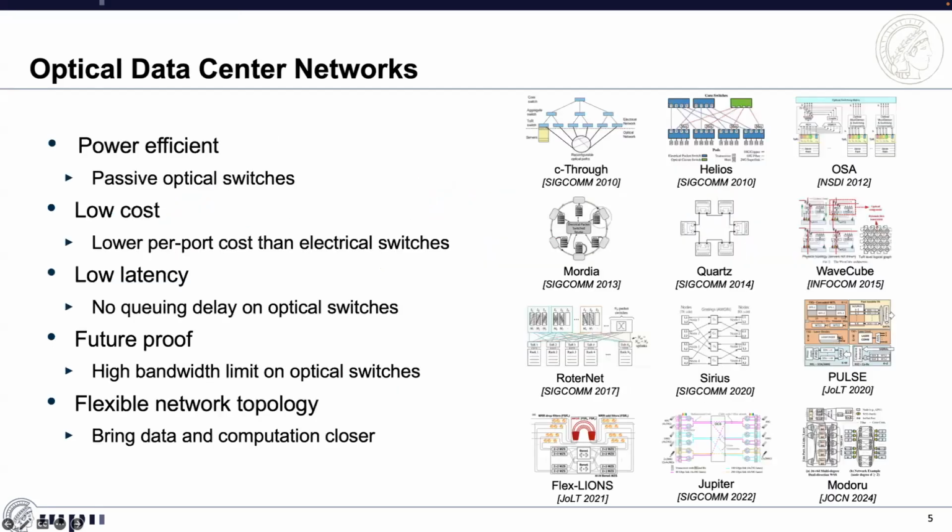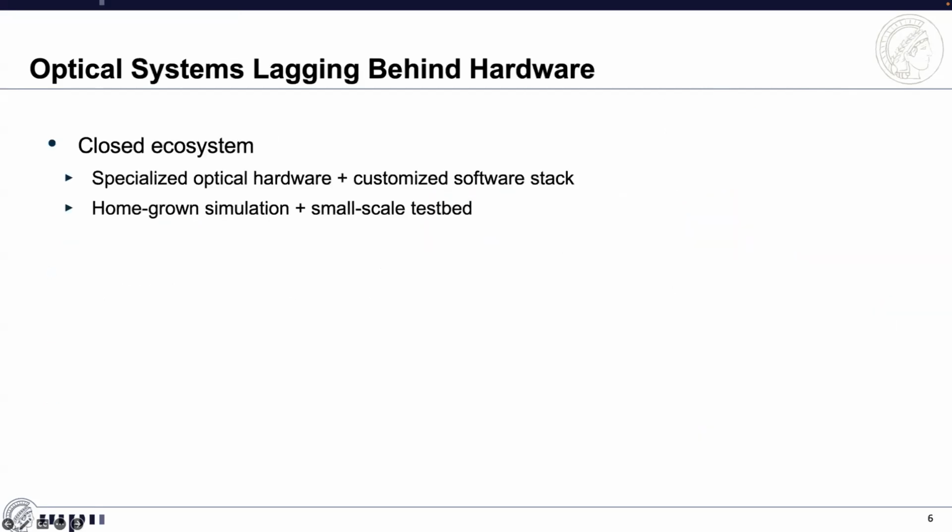Over the past 15 years, a bunch of optical data center network architectures have been proposed, because of their power efficiency, low cost, low latency, high bandwidth, and changeable network topology. But unfortunately, we find the system work on top of these optical hardware quite lagging. We think this is because it is a closed ecosystem. Every optical data center network architecture is essentially a closed ecosystem with specialized optical hardware and a customized software stack on top, and the evaluation is usually based on some homegrown simulation and small-scale testbed.